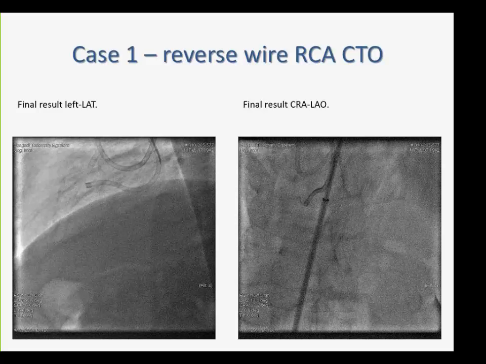likelihood for success. Yeah, I think it's an extremely important point, also because we have one case when we already dissected with several attempts of antegrade wiring in the main branch. I have no image documentation on this patient, but when we finally turned to this hairpin approach, also the hairpin wire went into the subintimal space. So if we start too late, it can be a failure.